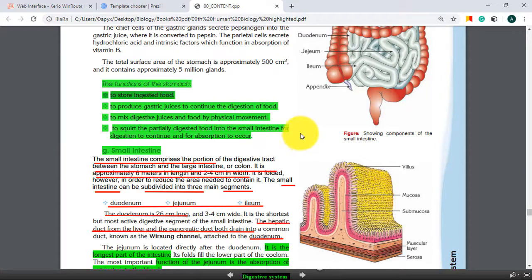As we know from our previous topics, the stomach is made up of muscle. Which type of muscle? Yes, you're right. It is made up of smooth muscle, which functions by contraction and relaxation. By this kind of movement, it mixes the gastric juice or hydrochloric acid with nutrients in order to break down food chemically. The other function of the stomach is to squirt the partially digested food into the small intestine for digestion to continue and for absorption to occur.